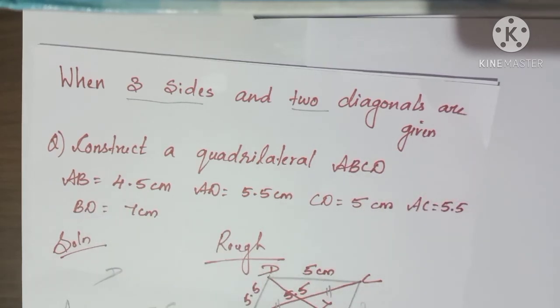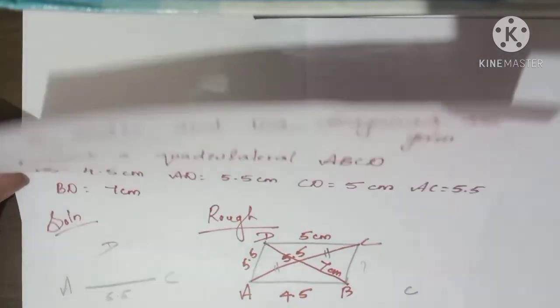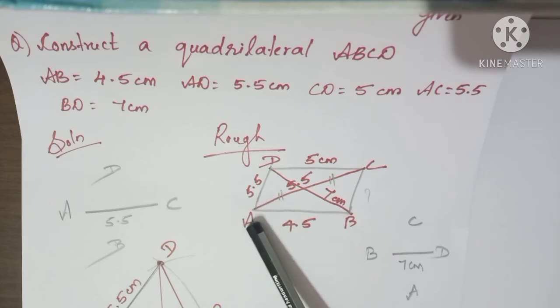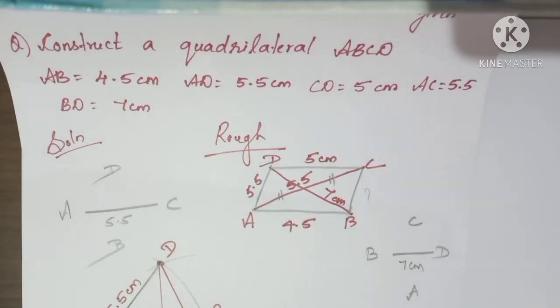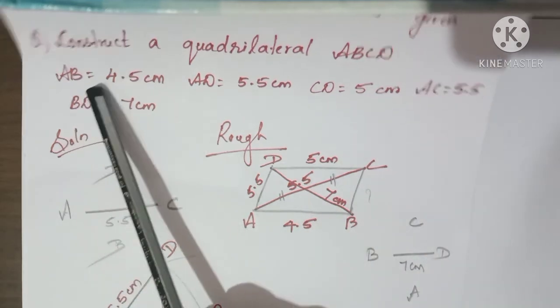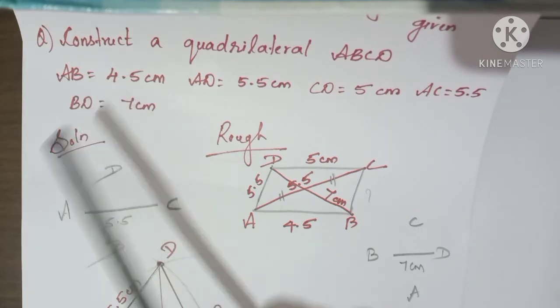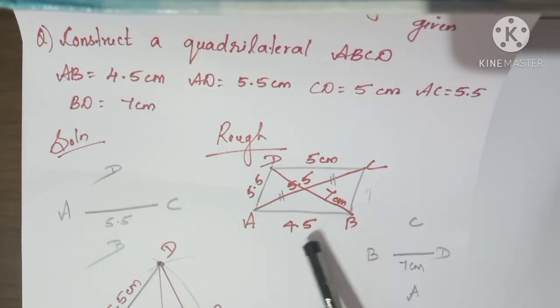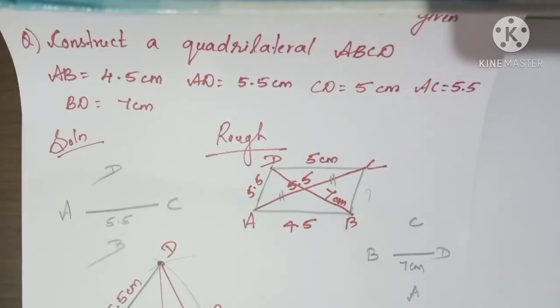The first thing you will do is draw the rough figure ABCD. Simply draw a quadrilateral and name it as ABCD. The next thing, according to the question, give the measurements. So here AB is 4.5 centimeter. Find out where AB is. Here is AB, 4.5 centimeter. Like that you want to write the measurements.